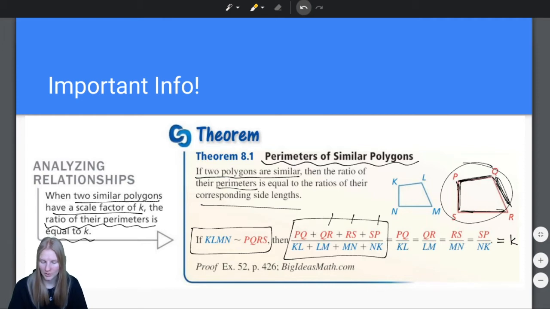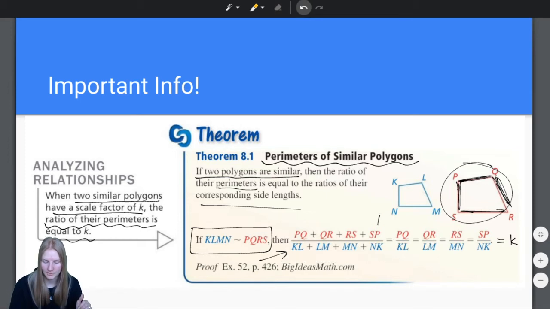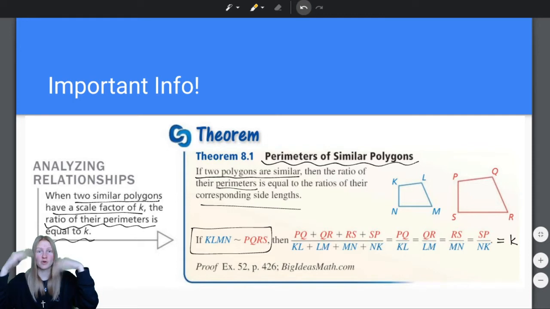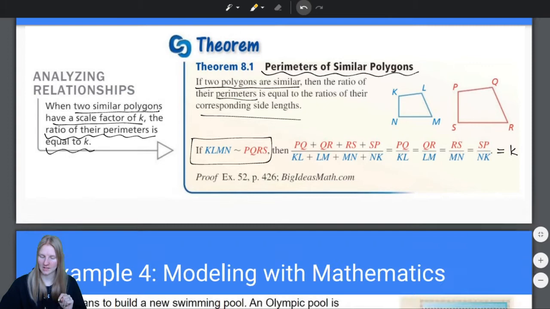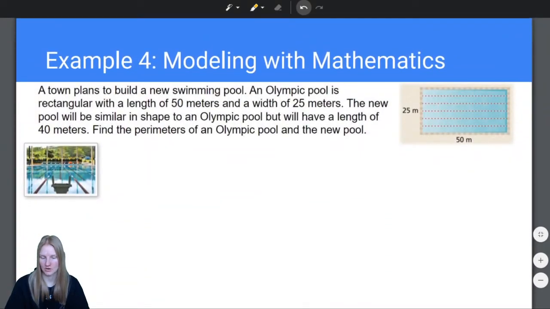So this box is saying we have the red perimeter over the blue perimeter, the ratio of the red perimeter to the blue perimeter. Okay, so the ratio of the perimeters is equal to the ratios of the corresponding side lengths, or equal to the scale factor. So let's try an example using this knowledge that we have just learned.